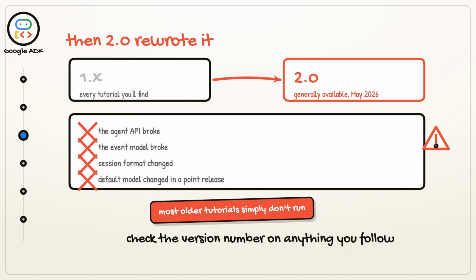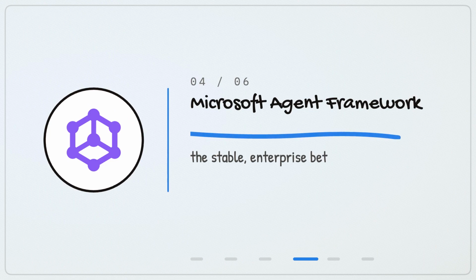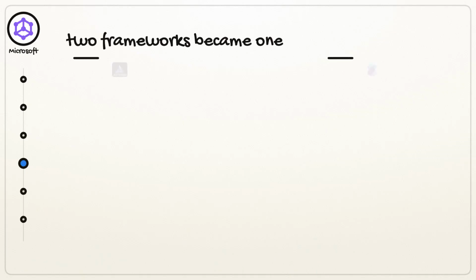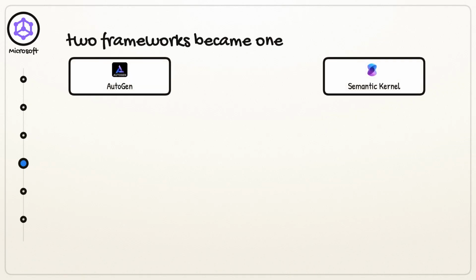Just check the version number on any tutorial before you follow it. Microsoft Agent Framework. Microsoft used to have 2 competing frameworks, AutoGen and Semantic Kernel, and you had to choose between them. In April 2026, they merged both into a single framework, and the 2 originals are now in maintenance mode. So any tutorial covering those 2 is a dead end.